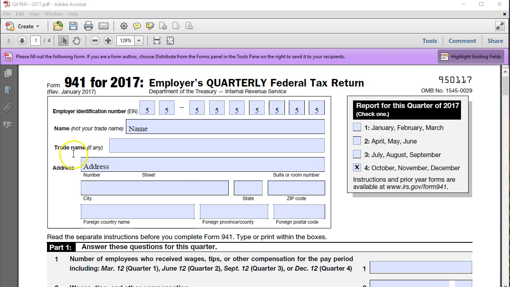In this presentation, we will fill out Form 941, Employer's Quarterly Federal Tax Return for the fourth quarter.